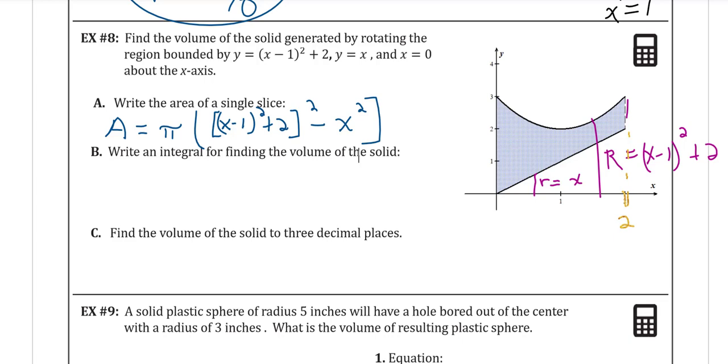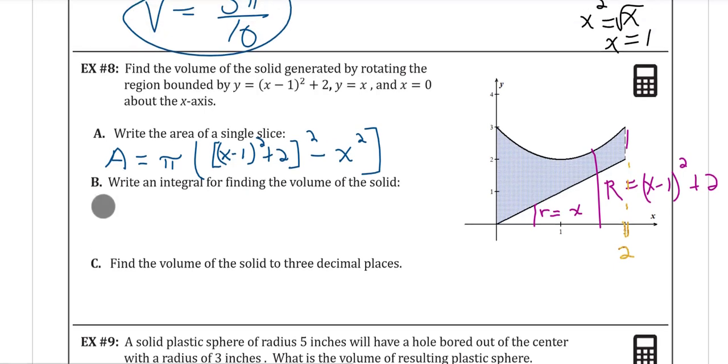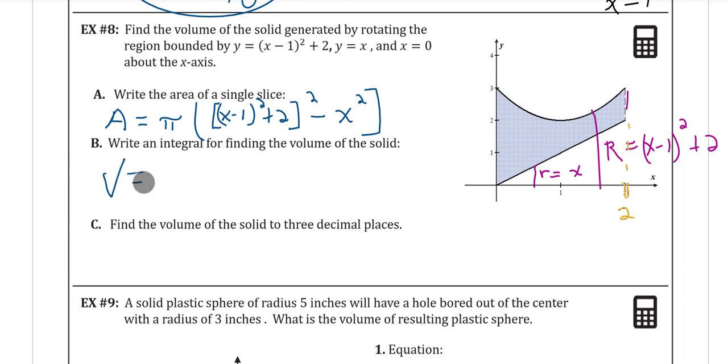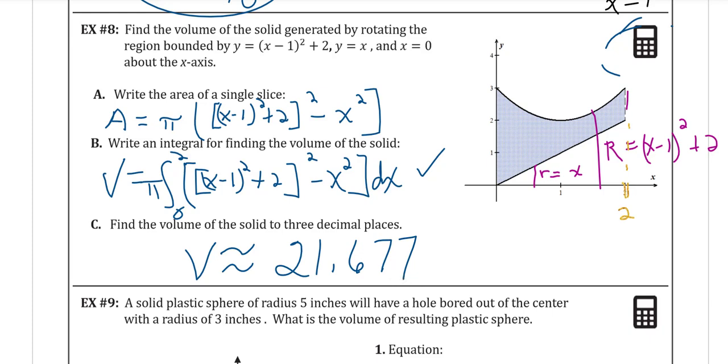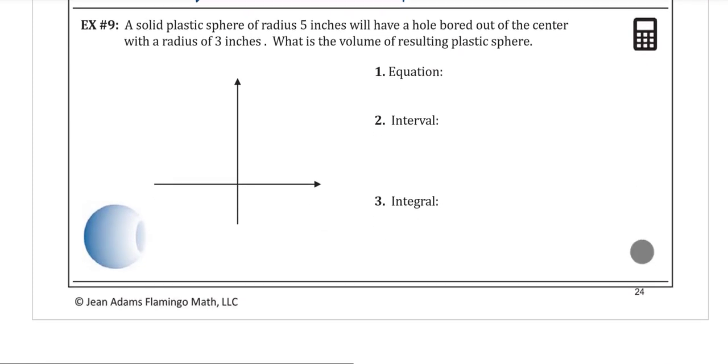And now we're going to write the integral for the volume. So the volume is going to equal the integral. We're going to put the pi out front there, from 0 to 2 of (x minus 1) squared plus 2, squared, minus x squared dx, because now we need a height of our disk. And then find the volume to 3 places. I just put this in my calculator because this is a calculator problem. So V is approximately equal to 21.677.